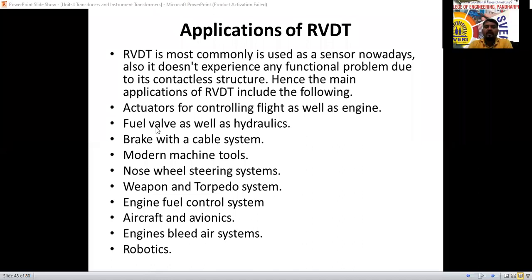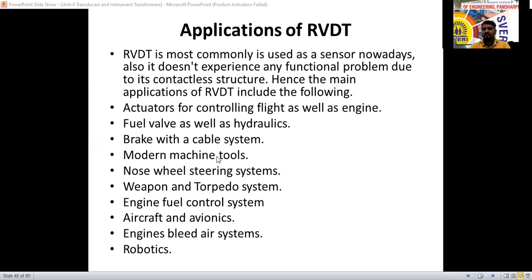So it can be used as a fuel valve as well as in hydraulics. We are going to use it in the brake with the cable system. In the cable system also we can use it here. In modern machine tools we can use that one, where it has a stopper in manufacturing companies and all the things. Anywhere, like in Coca-Cola manufacturing factories, one bottle to another bottle they are going to move over there. So if a problem is there anywhere, like that we are going to use it.